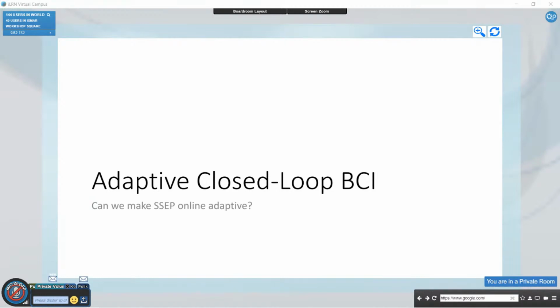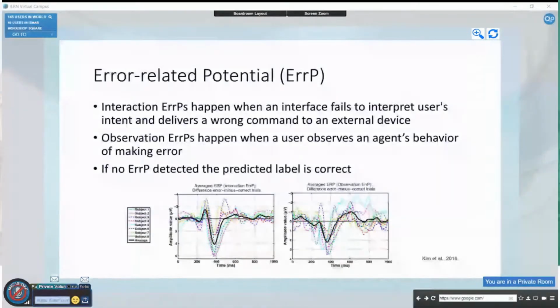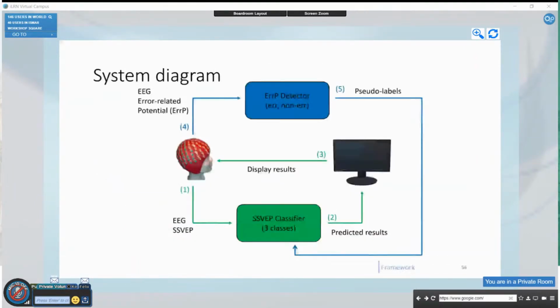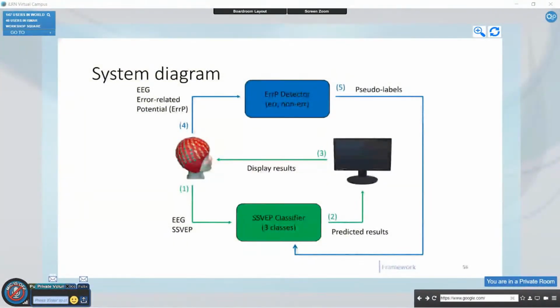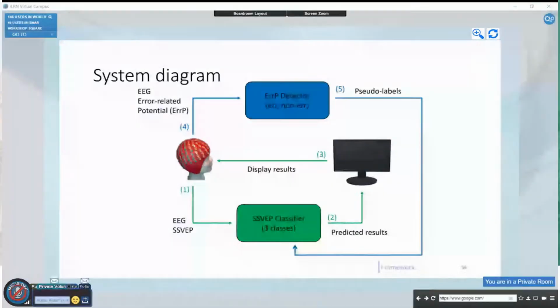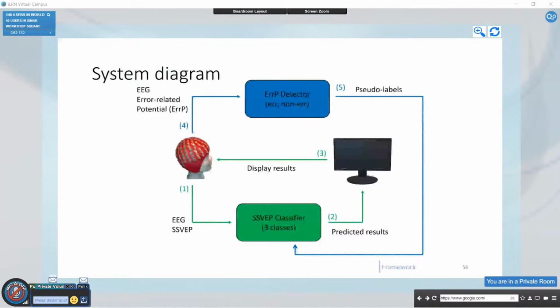And then finally, I want to talk about some more recent work where we looked at the possibility of making SSVEP online adaptive. And so we've already heard a little bit of talk about error-related potentials. This is a very unique signal that, in the world of BCI, is pretty easy to detect, has a very unique signature and is fairly reliable. And so what we looked at was the use of error-related potentials to correct an SSVEP classifier and do that in an online way. This is an interesting idea that might help in bringing BCI to broader populations. The idea being you put the cap on and it automatically calibrates.